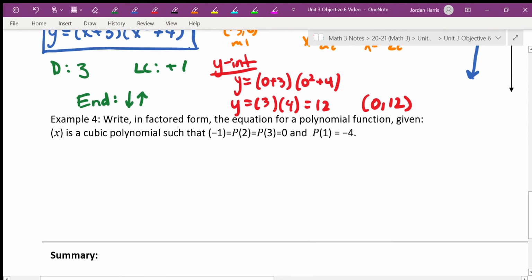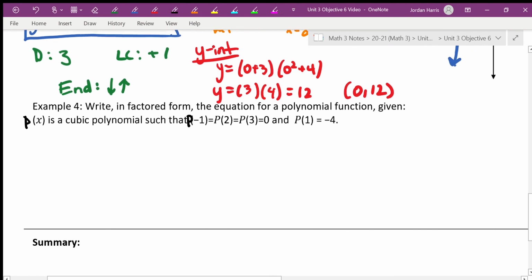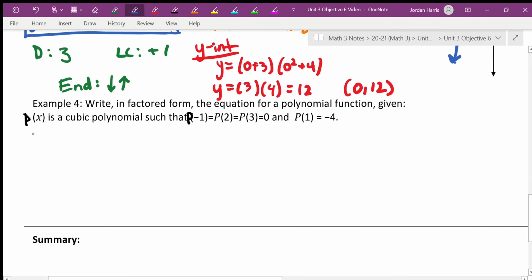So last one, it says, write in factored form the equation for a polynomial function given, oh, typo, p of x, follow your letter. P of x is a polynomial such that p of negative 1 equals p of 2 equals p of 3 equals 0, and p of 1 equals negative 4. So this is just a quick review. Remember, p of x equals a, because we have to find the a value. It wants the equation, meaning we're going to have to plug in. And I need the factors that give me these zeros, negative 1, positive 2, and positive 3. So it's x plus 1, x minus 2, x minus 3.